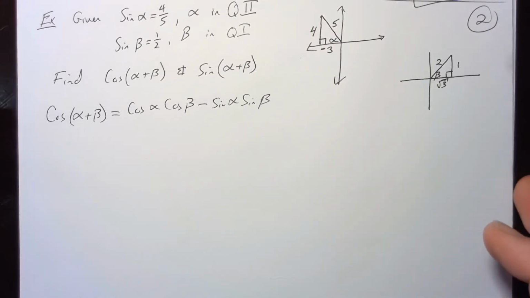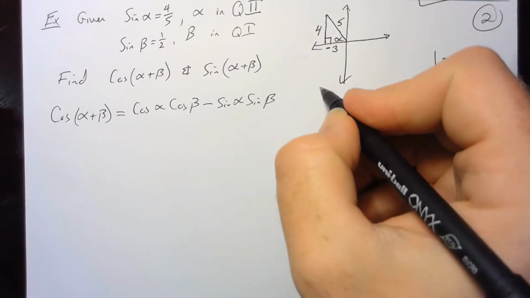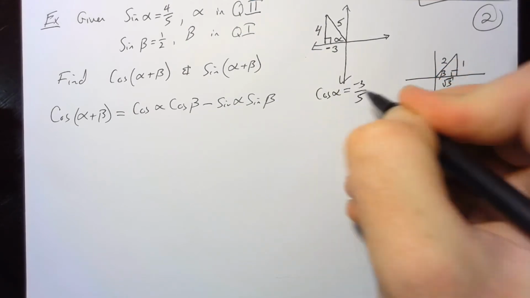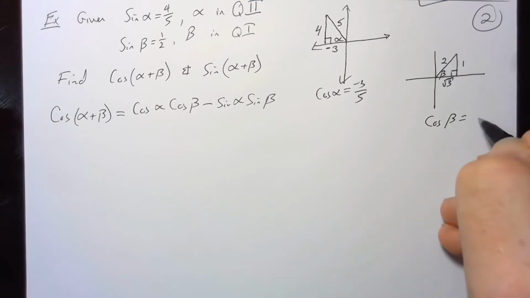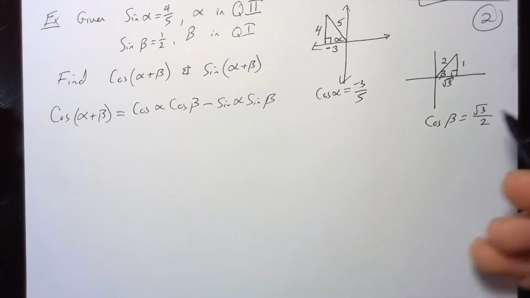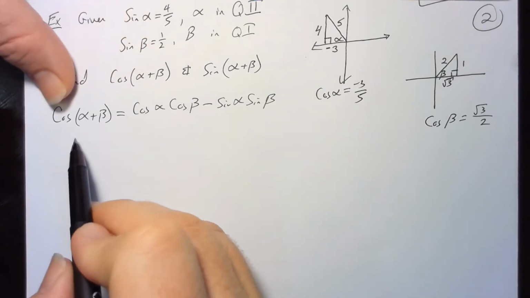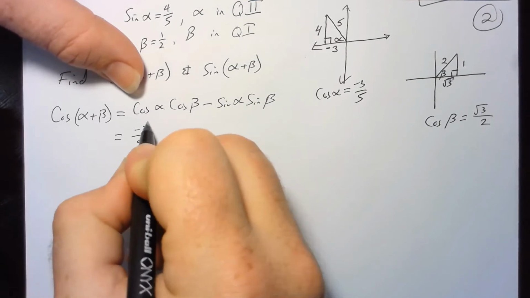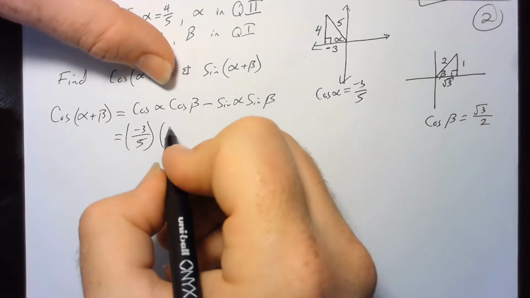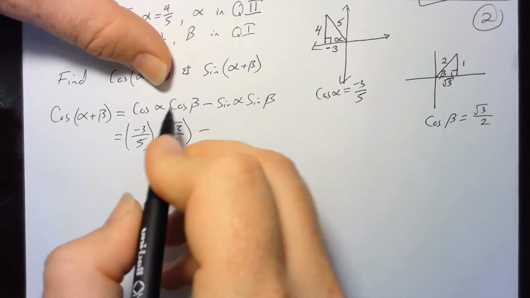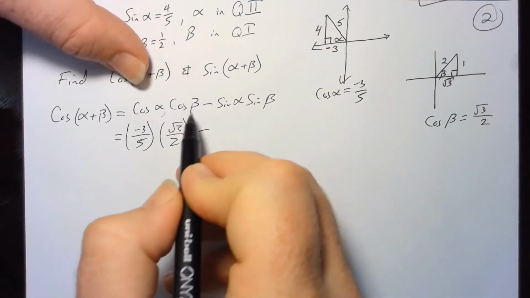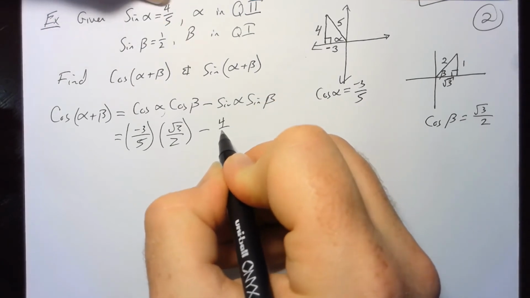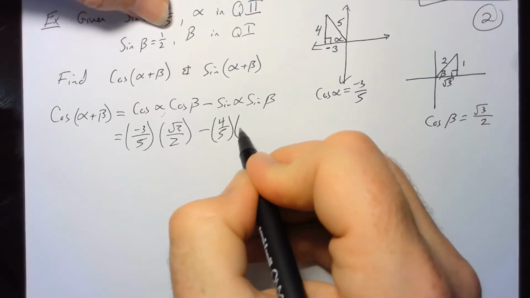So after I've built those two triangles, if it might help, by all means, write out cosine of alpha is equal to -3/5. Down here, cosine of beta is going to be equal to radical 3/2. And by knowing those two values, I can then evaluate the cosine of alpha plus beta with the information that I now have. All I'm doing is substituting what cosine of alpha is, what cosine of beta is, what sine of alpha is, 4/5, and what sine of beta is, 1/2.